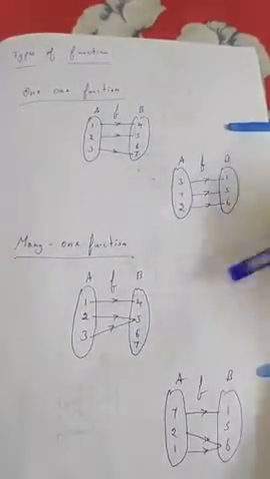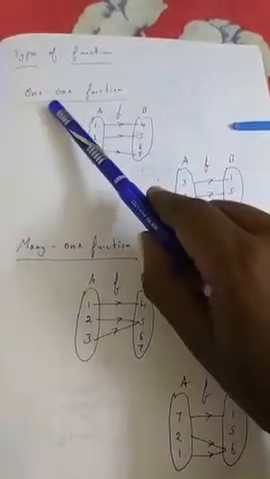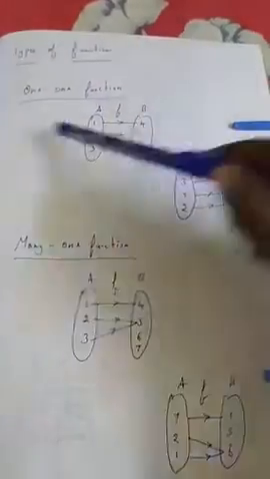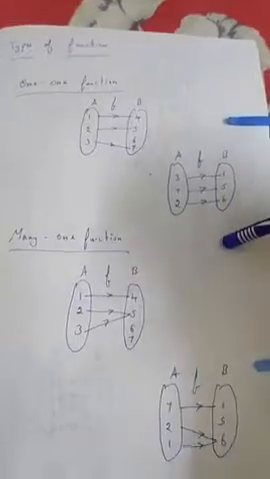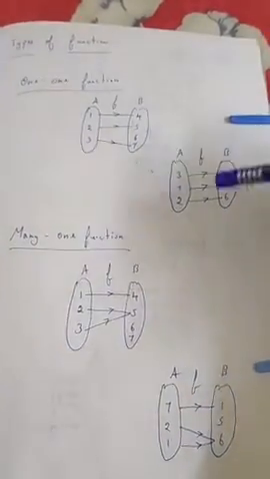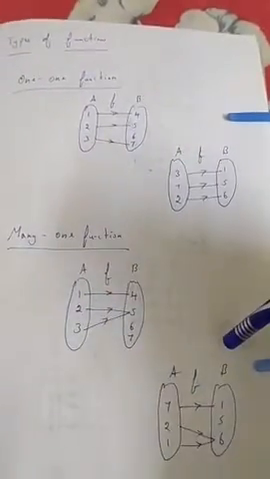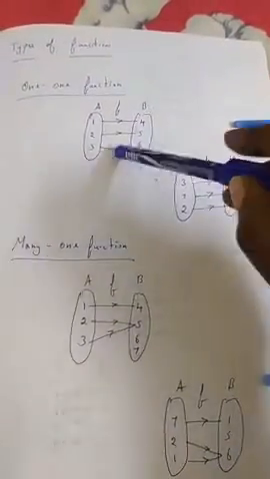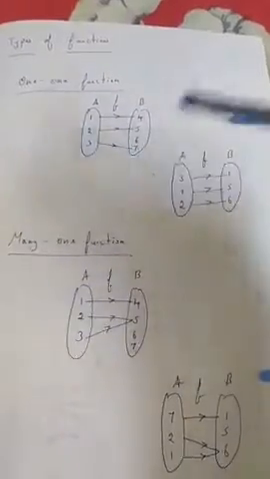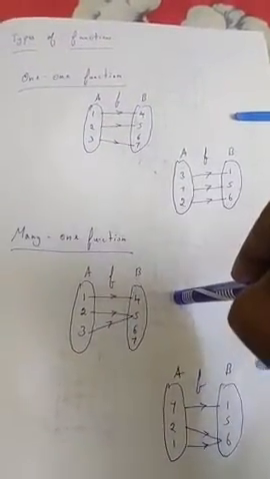We have many types of function. We will see one by one, right? The first one is one-to-one function. This is called one-to-one function. So how can we find a one-to-one function? We have certain rules for all the functions, right? Okay. So this is the arrow diagram. This is the example for one-to-one function.